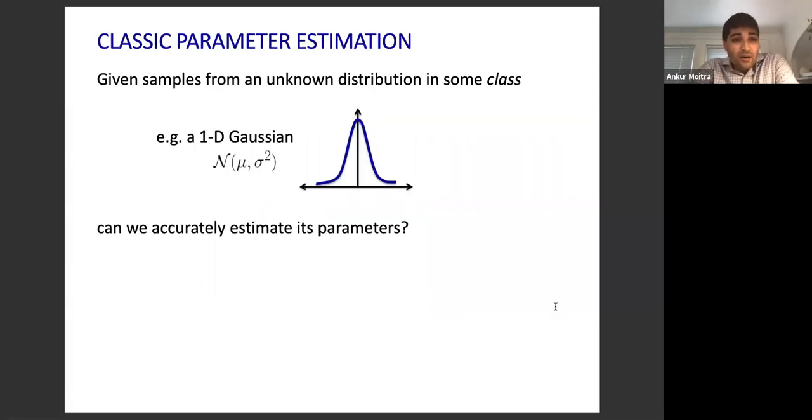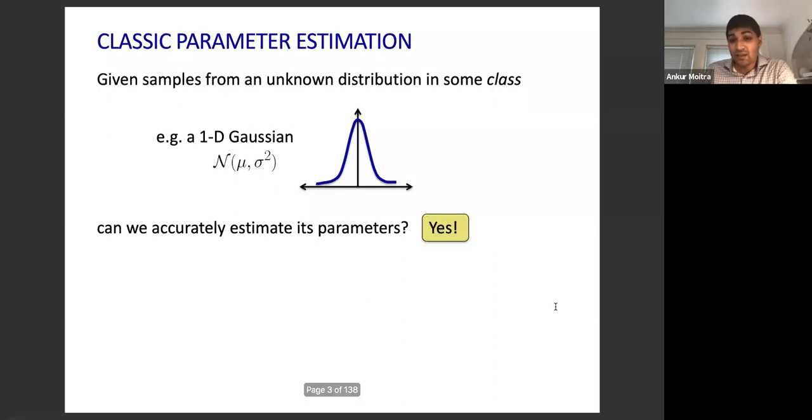There's an entire area of problems in statistics called parameter estimation. Roughly it works as follows. You're given samples from an unknown distribution, but it lives in some nice class of distributions. The canonical example you should think about for this talk is the 1D Gaussian. I know my samples are coming from a 1D Gaussian, I just don't know its mean mu and variance sigma squared. Now you can ask, can we accurately estimate its parameters from few samples?